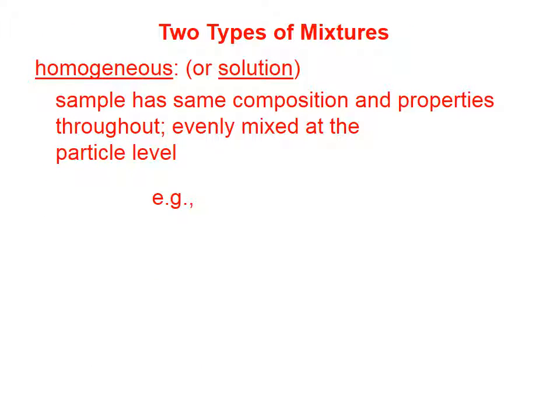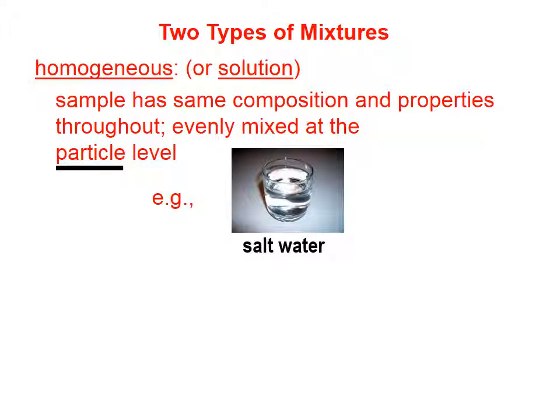There are two types of mixtures. Homogeneous mixtures are also called solutions. In a homogeneous mixture, the sample has the same composition and properties throughout. It is evenly mixed at the particle level. That is, at the tiniest possible level, a homogeneous mixture is mixed up. Salt water, for example, is an example of a homogeneous mixture.